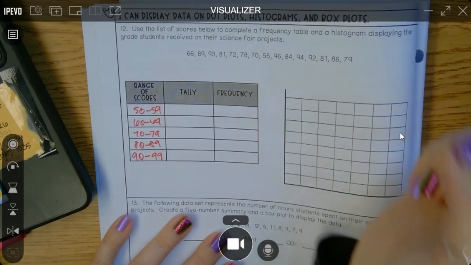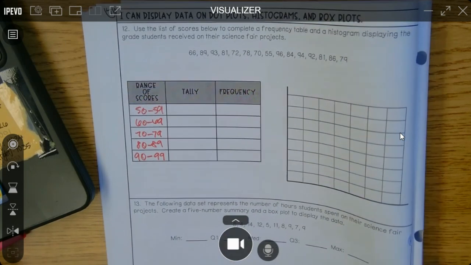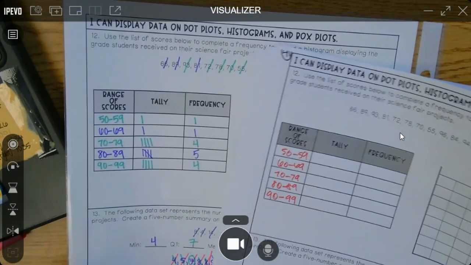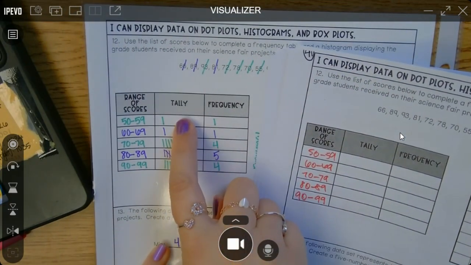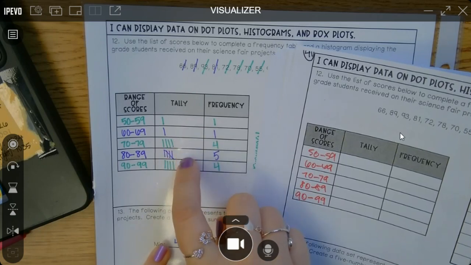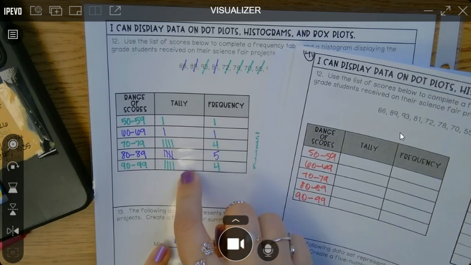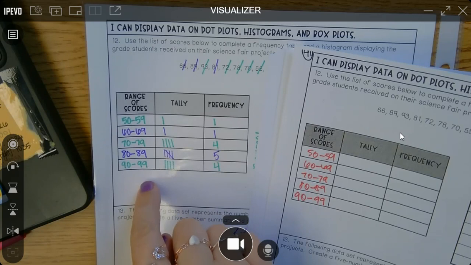Okay, you're now back with us, and you should have gotten this. When you cross it off, there was one number in the 50s, one number in the 60s, 4 in the 70s, 5 in the 80s, and 4 in the 90s. You need to be able to fill out a frequency table. This means how many times numbers within that set happened.